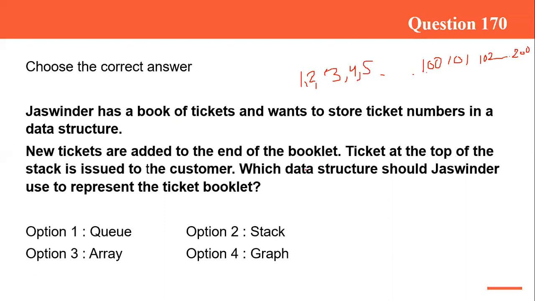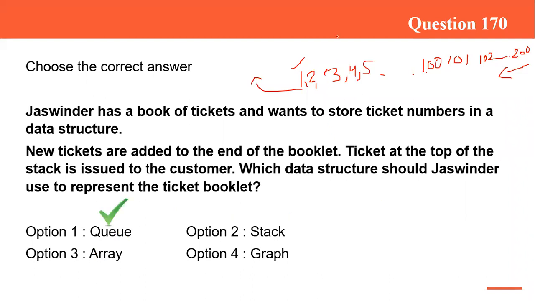That's all right, at the end I am adding it. But tickets at the top of the stack are issued to the customer. Top of the stack means what? The top one. What is the first ticket? One. One is being issued to the customer. Which data structure should Jaswinder use? See here, deletion from the beginning, insertion at the end. That means which data structure? Queue. In the question, they use the word stack, but that is not actually the stack data structure. Stack of tickets means tickets piled up together. So the answer is Queue. Perfect.